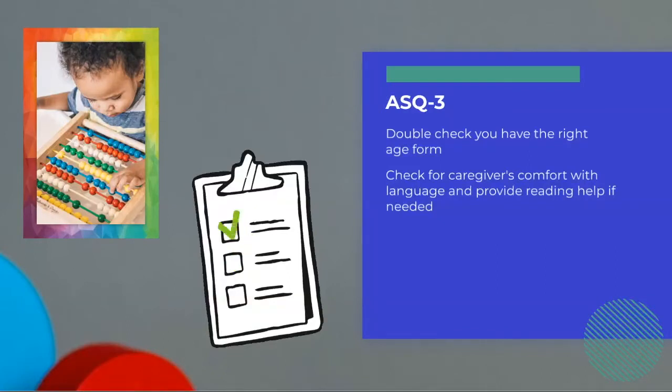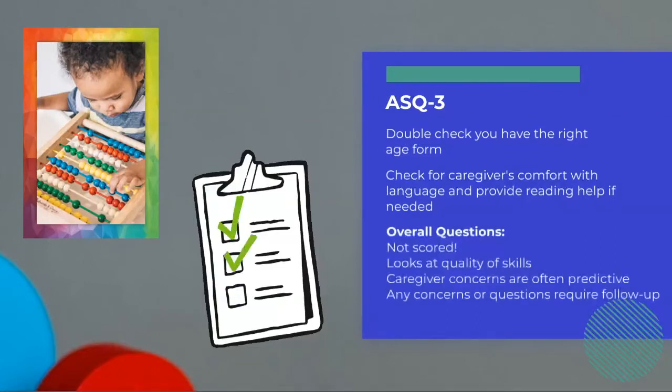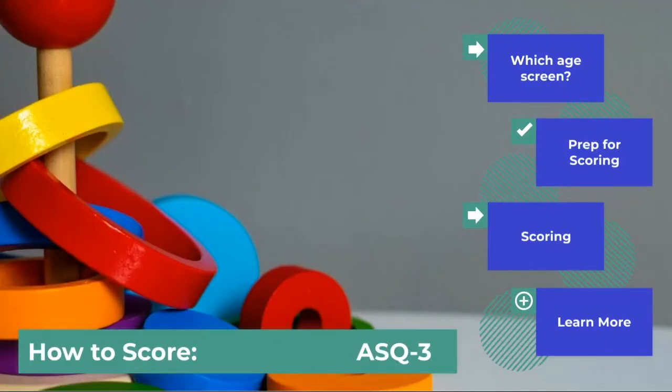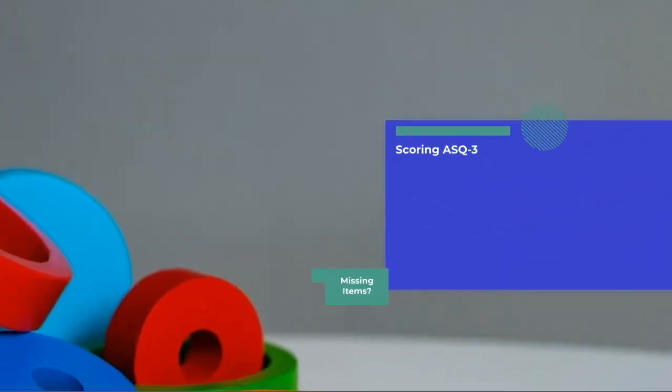The ASQ3 includes an overall questions section. It is important to note that this section is not scored and asks caregivers to reflect on the quality of the child's skills and development. Be sure to read responses in this section, as caregiver concerns are often predictive of the ratings parents give, and all concerns and questions deserve and require follow-up. Now that you are ready to score the ASQ3, let's dive in on how to score each domain.